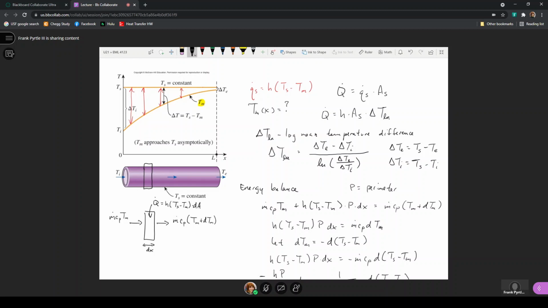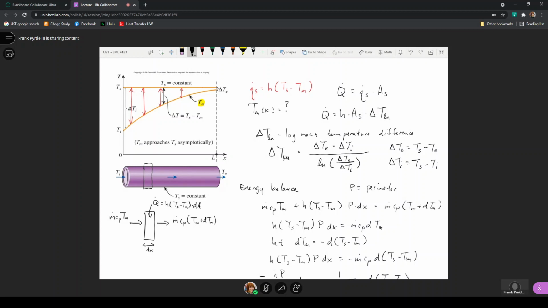And again, the reason we use this expression is because this temperature variation varies with a natural log expression, or a decaying exponential. And so this temperature difference is not linear. All this expression gives us is the average value based on the inlet temperature difference and the exit temperature difference, with a natural log variation between the two.